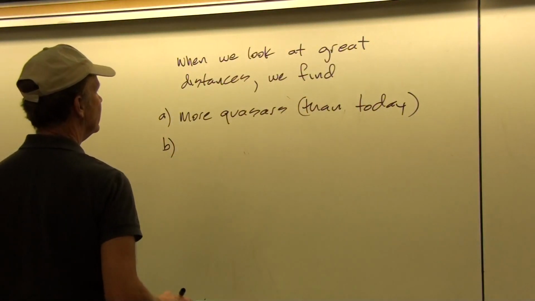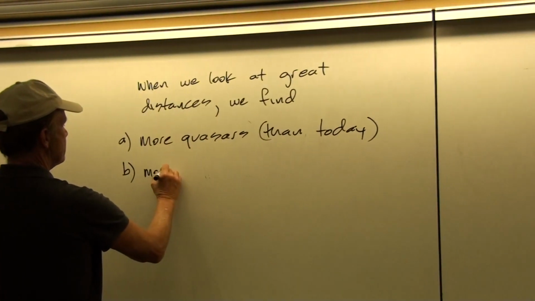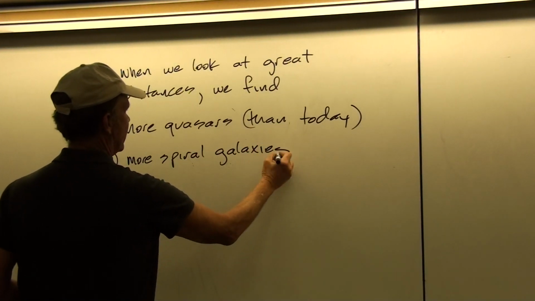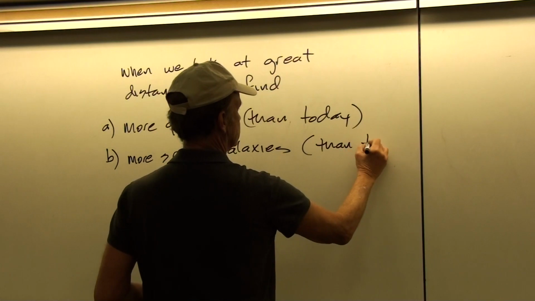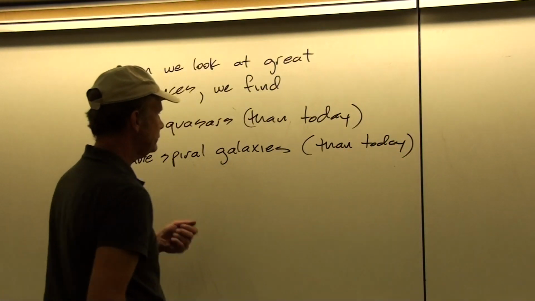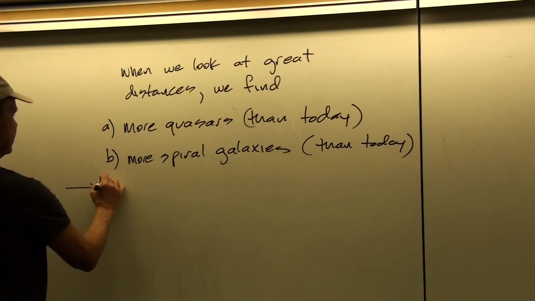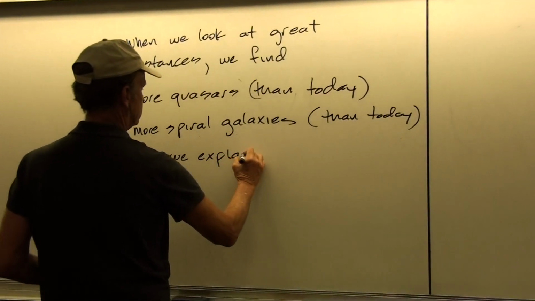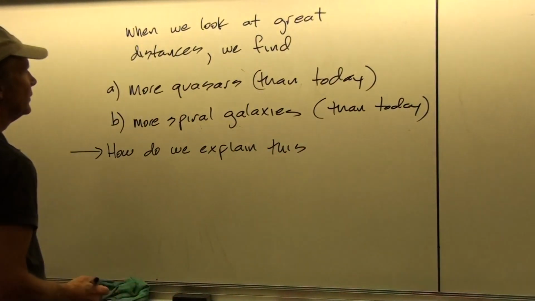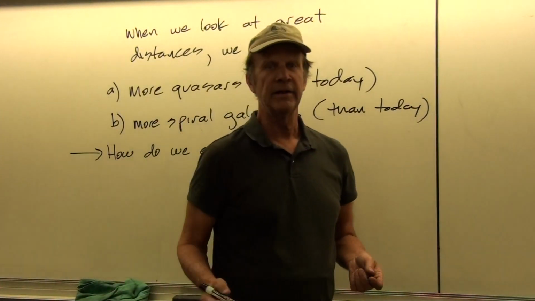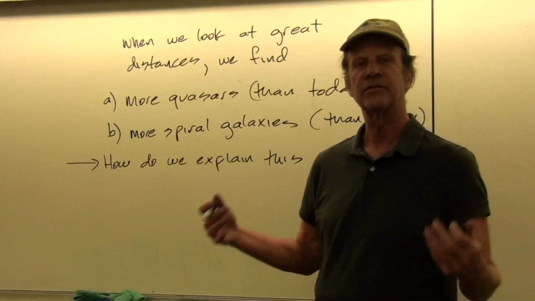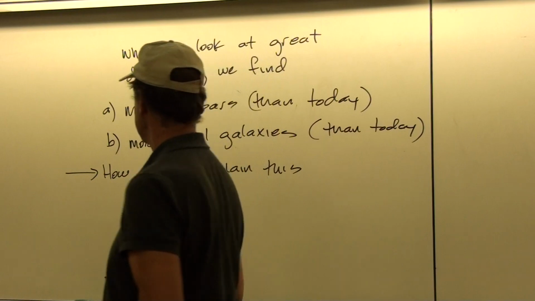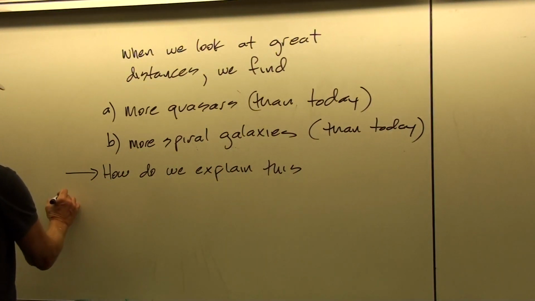B, what do we see at greater distances? More spiral galaxies than today. And so what could this mean? How do we explain this? Well, we could certainly say that if there's more quasars, say, within a billion years after the formation of galaxies, and not so many today, that quasars might be galaxies in a younger stage of development.